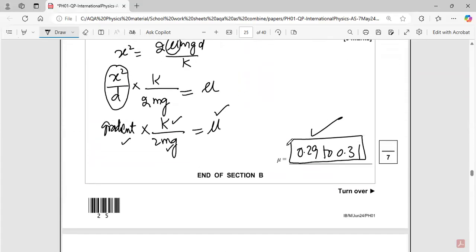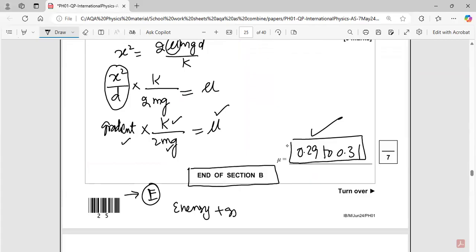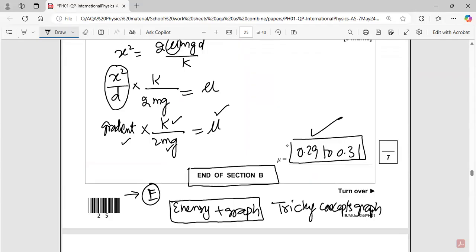So that was the end of section B. I hope you have learned some important things. The first was the Young modulus and how to deal with the graph. And the second one was related to energy plus how to deal with graph. So I will recommend to practice this section a lot, because this is the section that has some tricky concepts about graph. So in the next video, I will be focusing on section 3.